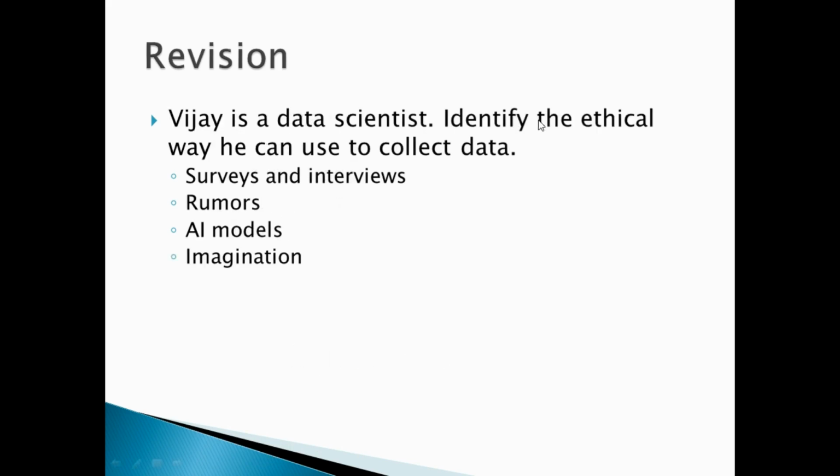Vijay is a data scientist. Identify the ethical way he can use to collect data: surveys and interviews, rumors, AI models, or imagination. So, surveys and interviews will be the right way to collect the data.